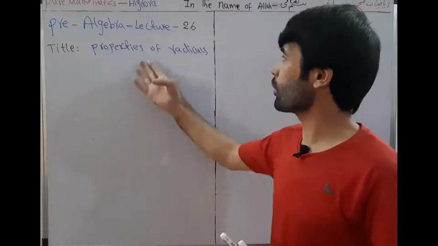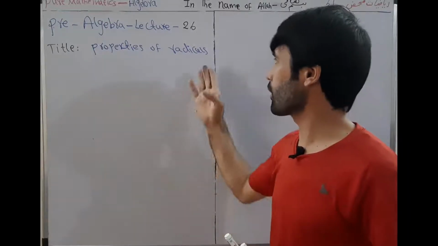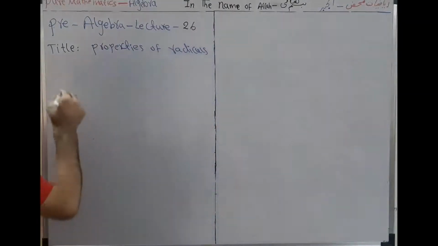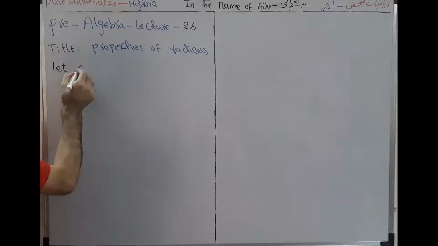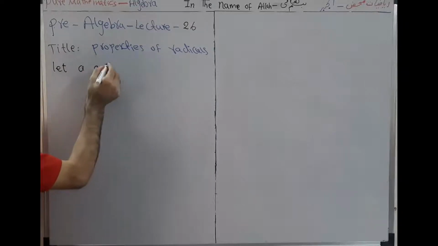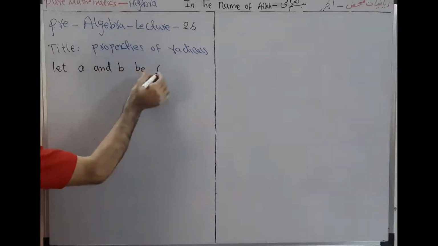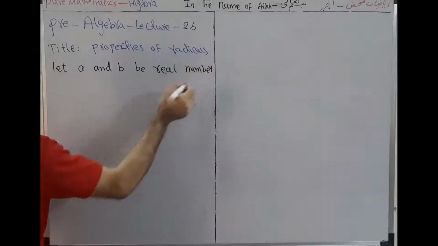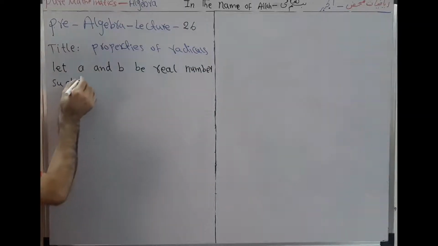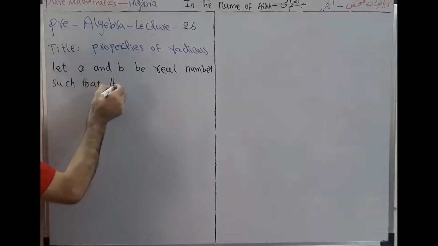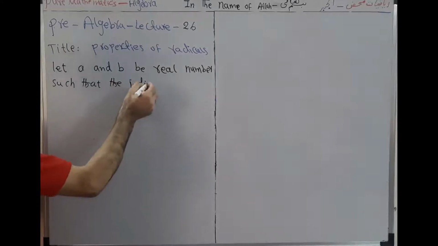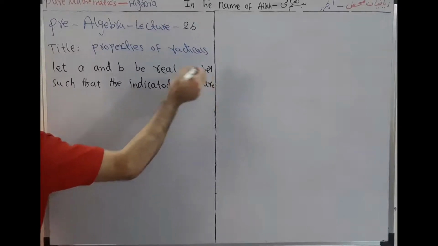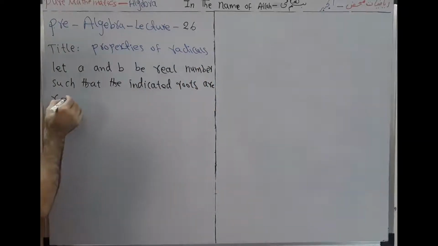In this lecture we want to explain some properties of radicals. Let a and b be real numbers such that the indicated roots are real numbers.